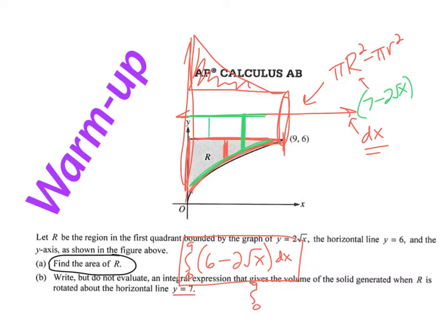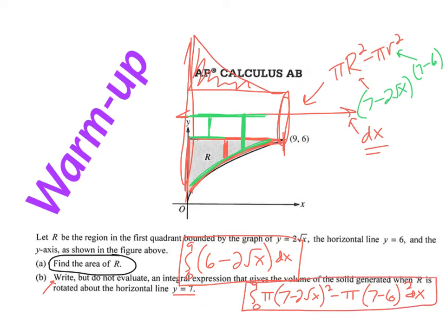And then the smaller radius is going to be this little line, which is the y equals 7 line minus the y equals 6 line. And so it'd just simply be 7 minus 6 there, or 1 if you want to simplify. And so the setup would be 0 to 9 of pi, bigger radius would be 7 minus 2 square roots of x squared, minus pi, and then it's going to be 7 minus 6 squared, or you can write that as 1 squared if you want. Notice this says write but do not evaluate, so this would be the setup, and we don't have to work that out here. So a little bit of recap of some previous sections here before we move on to strange shapes.